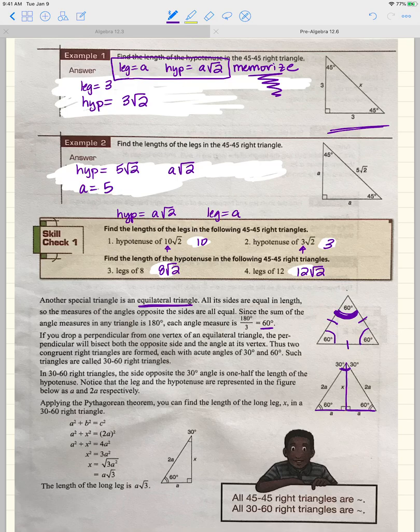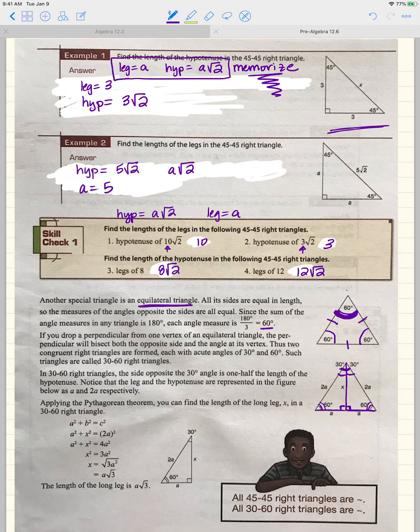Now, because we've dropped that perpendicular, we've made 2 right triangles. Here we have a right angle, here we have a right angle. We know that this angle is 60, and this angle right here is 30, right? These triangles are called 30-60-90 right triangles, where we have a 30-degree angle, a 60-degree angle, and a right angle, okay?